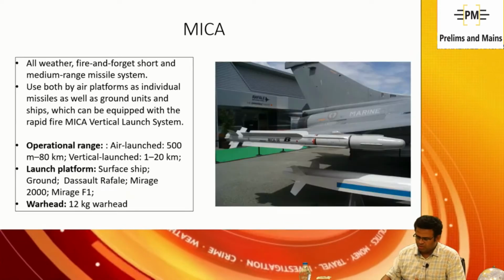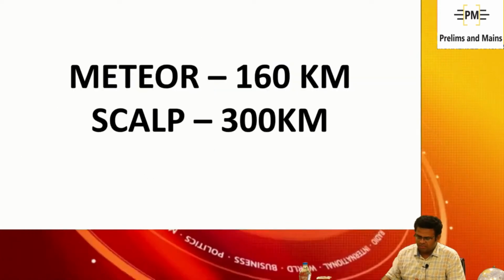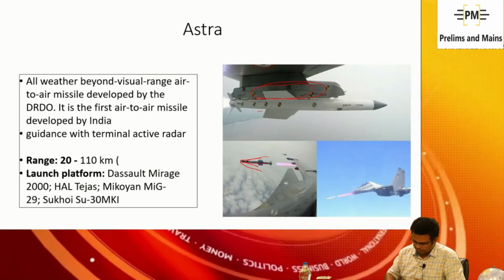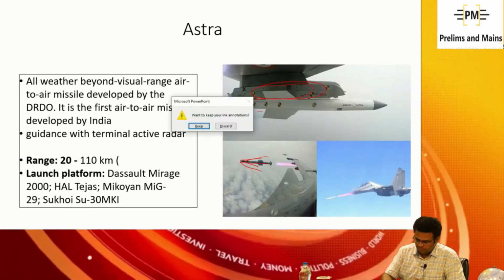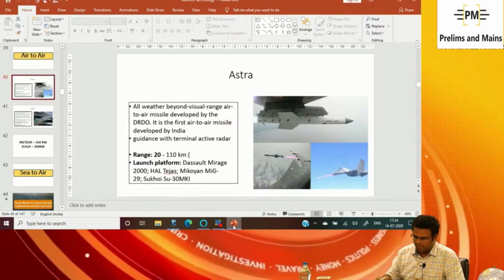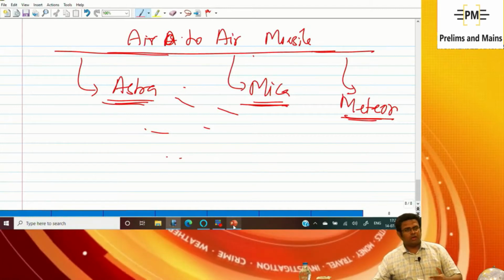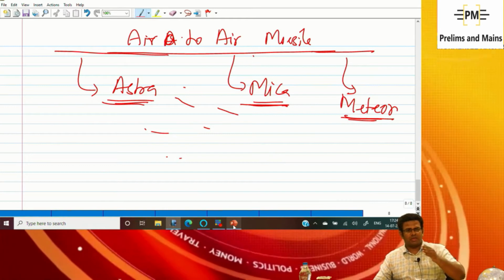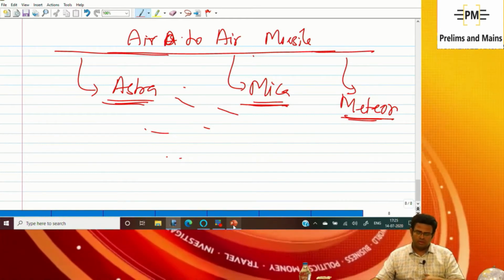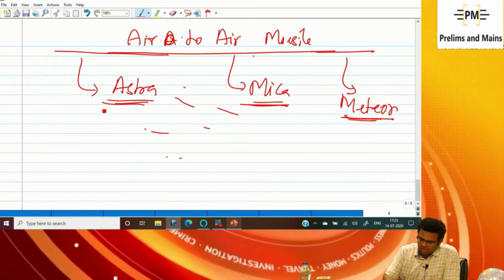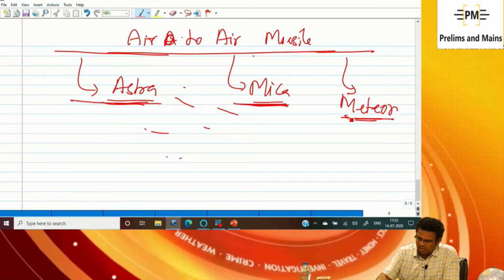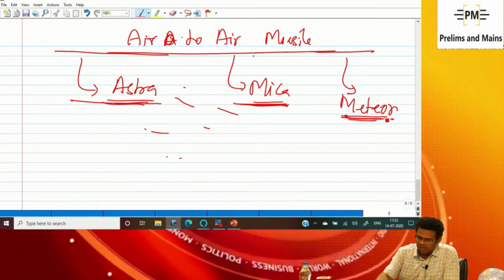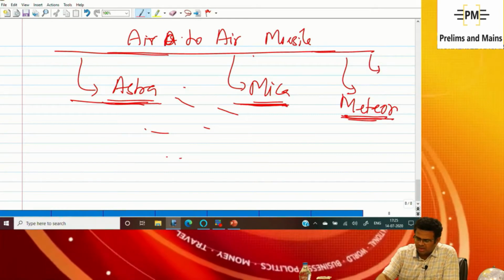Understood? So different kinds of missiles are carried from the air to air, but this air to air missile can also be considered as air to surface, and also as air to sea. Astra missile, Mika, Meteor, and one we'll see later on, that is SCALP.